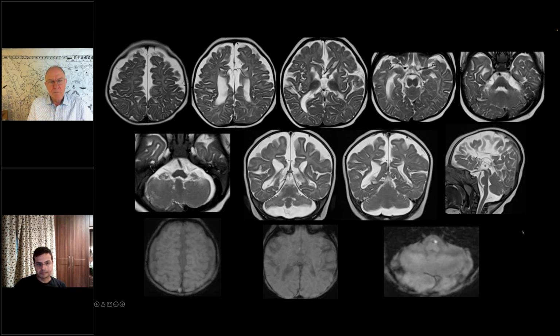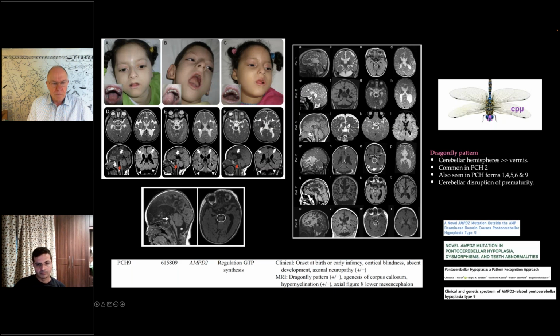So based on the imaging findings alone, we would consider a possibility of PCH type 9 due to AMPD2 mutation. They present with PCH and have a dragonfly appearance. The dragonfly pattern is more commonly seen in PCH2, but can also be seen in the 1, 4, 5, 6, and 9 subtypes. Figure of 8 appearance as seen in the lower midbrain is characteristic of this disorder. And at this time, I'll open the case for further comments or discussion.